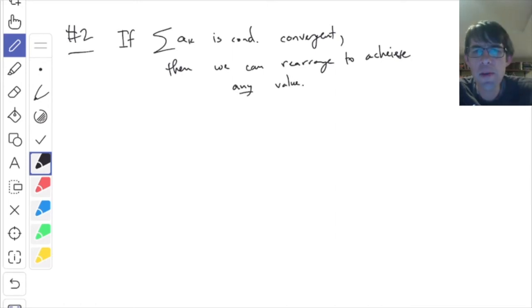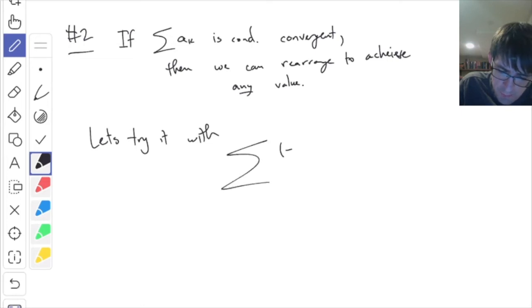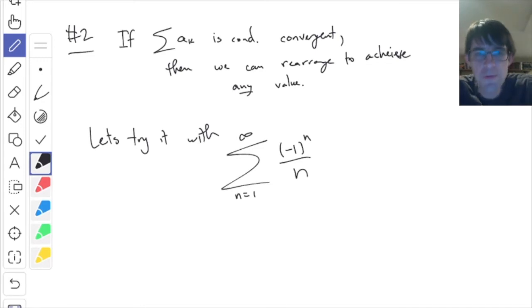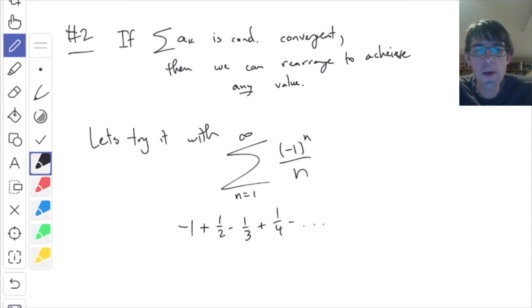All right. Rather than trying to do this in generality, can we just try and do this with the specific example I was talking about yesterday? So let's try it with this particular example. This is called the alternating harmonic series: the sum from n equals 1 to infinity of (-1)^n over n. It looks like this: minus 1 plus a half, minus a third, plus a fourth, etc. And as we saw yesterday, in this order, it adds up to minus ln of 2.